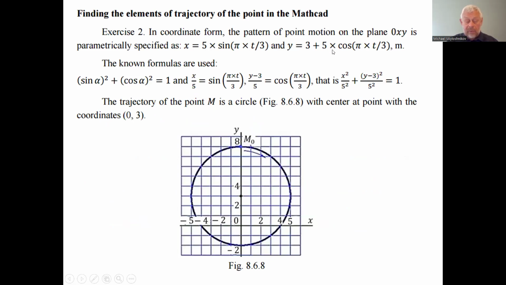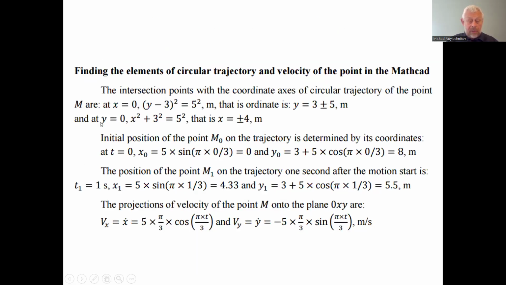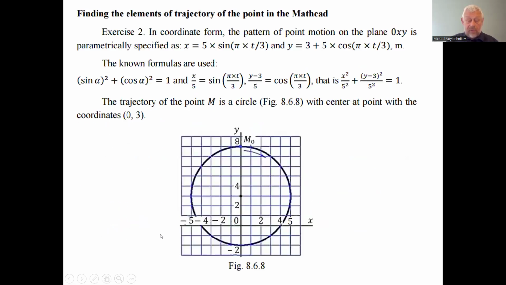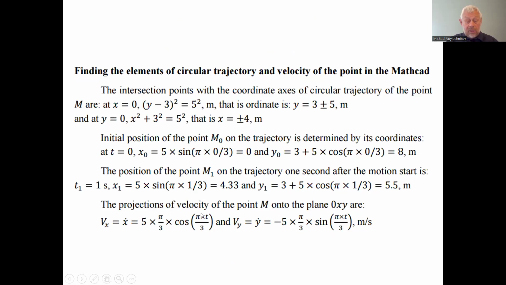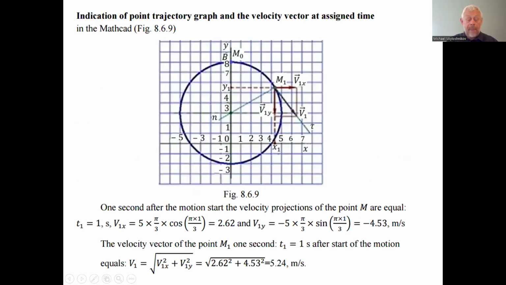We can find the location at time equal to 1, and the projections of the velocity of the point onto the axes. So we have to find the derivatives of the originally assigned parametric dependencies, and next we can find the shape of the function of the velocity. This is the shape of the function, in meters per second, in the coordinate system 0xy.